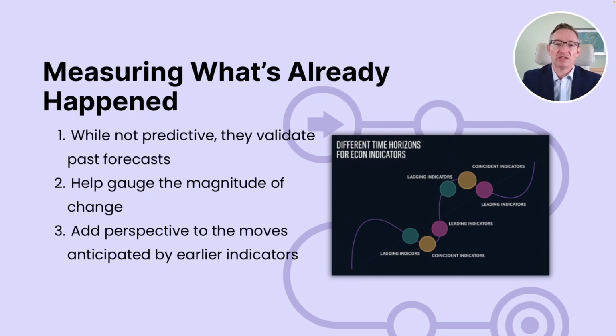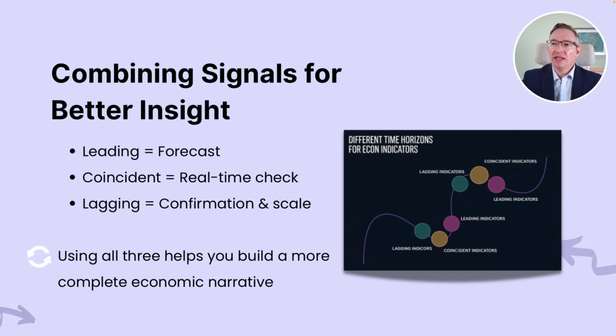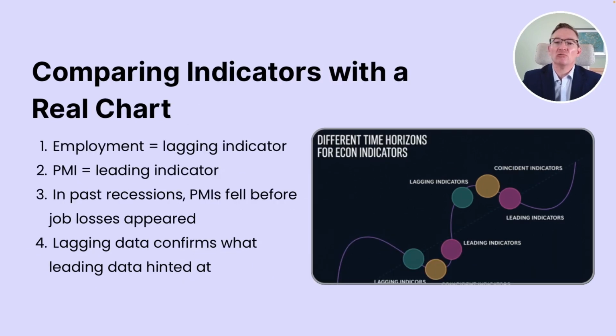So all three of these indicators really matter, right? And they matter for slightly different reasons. Leading indicators help you forecast what's coming. Coincident indicators confirm what's happening now, and lagging indicators validate and measure the shift, and used together they form a complete picture of the economic landscape, past, present and future.